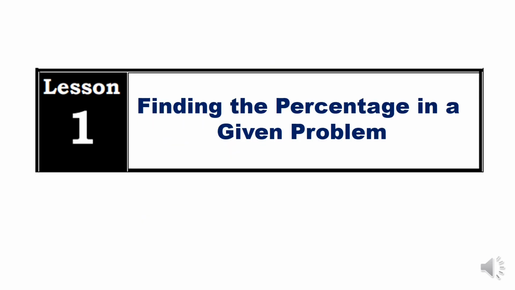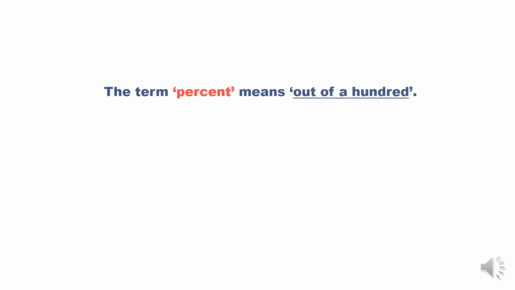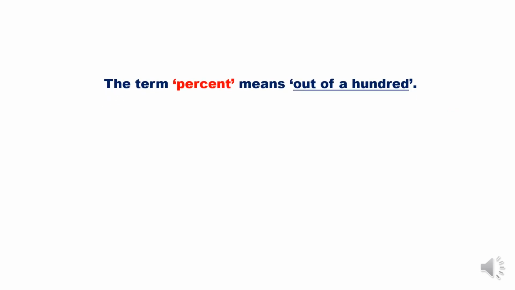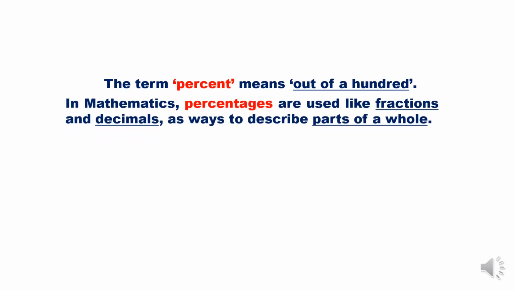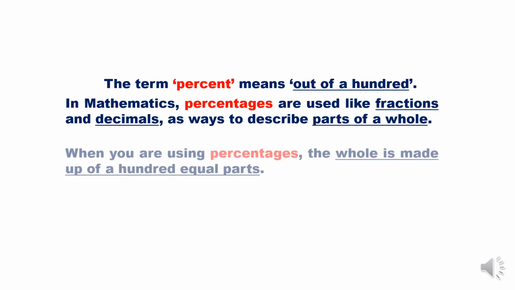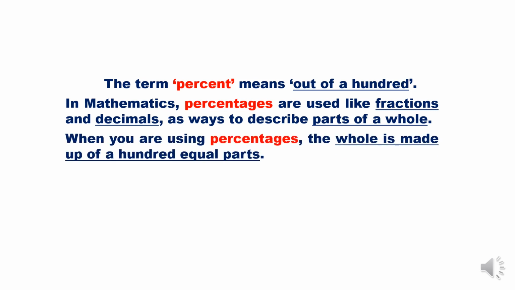We are now in Module 2, Lesson 1, Finding the percentage in a given problem. The term percent means out of 100. In mathematics, percentages are used like fractions and decimals as ways to describe parts of a whole. When you are using percentages, the whole is made up of 100 equal parts.